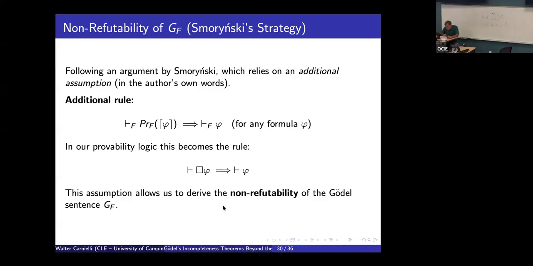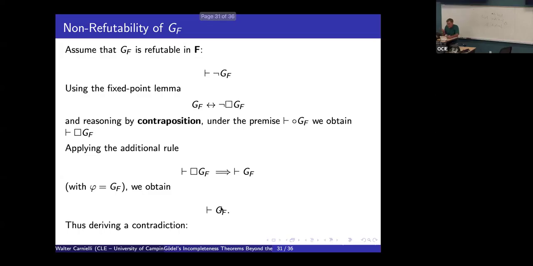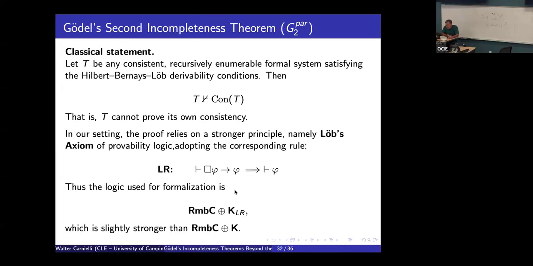Okay. This assumption allows us to derive the non-refutability of Gödel sentence, I mean, the fact that the negation of G is not provable. Suppose it's provable. Now using again the fixed point theorem, I get G is equivalent to not square G. And by the reasoning by contraposition under the premise consistent bullet G, we obtain square, applying the same additional rule that I had before. And then I derive a contradiction, and then I obtain the proof. What is the additional rule? I was distracted. I'm proving this. The converse of necessitation. Yeah. Using the converse of necessitation.